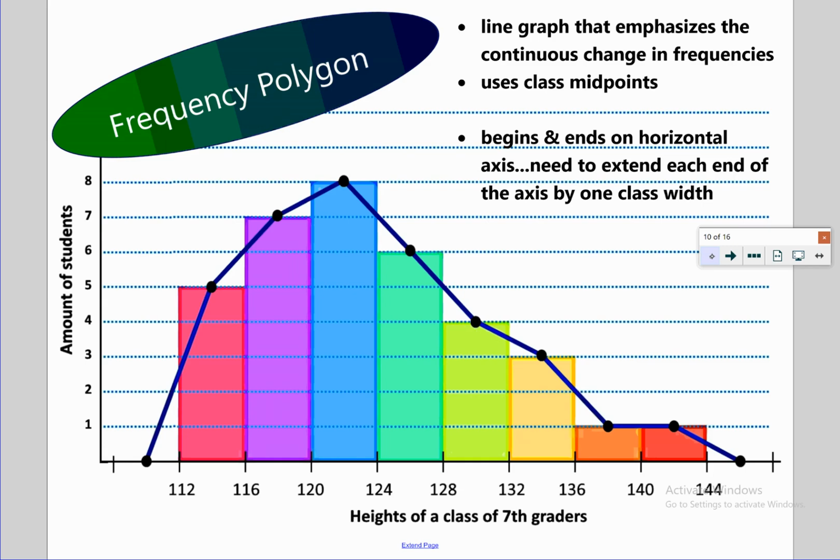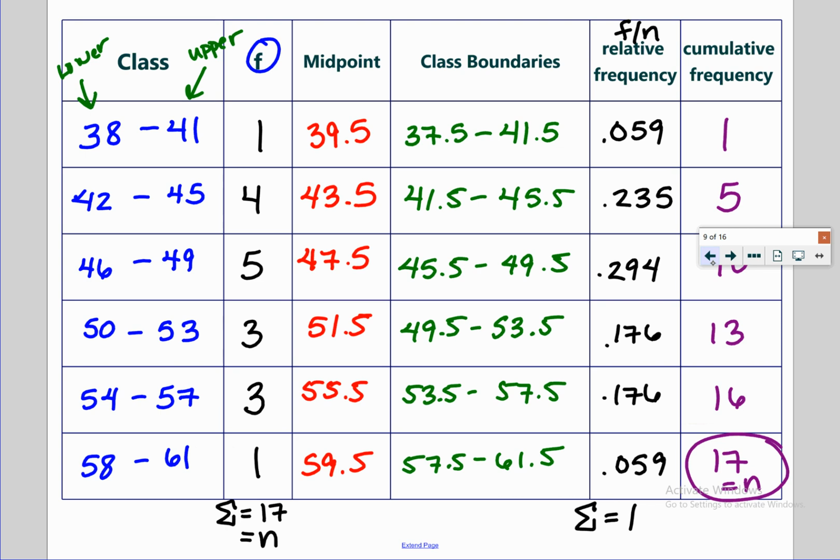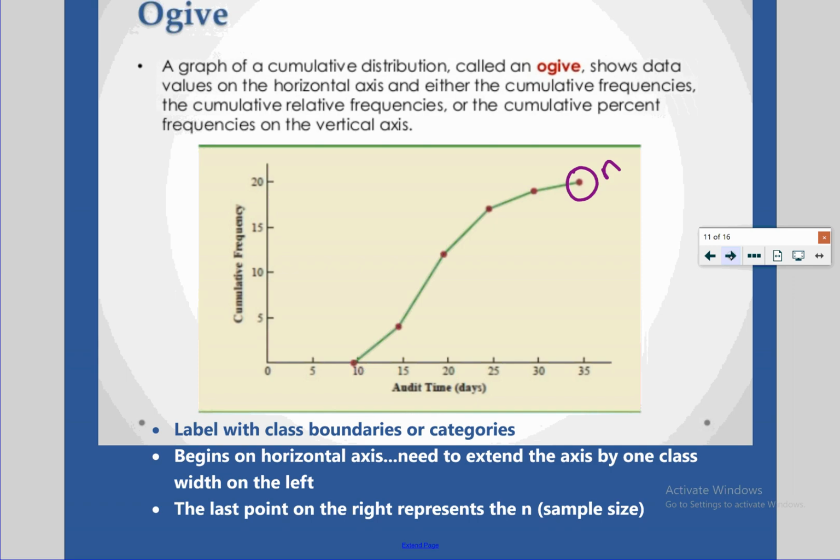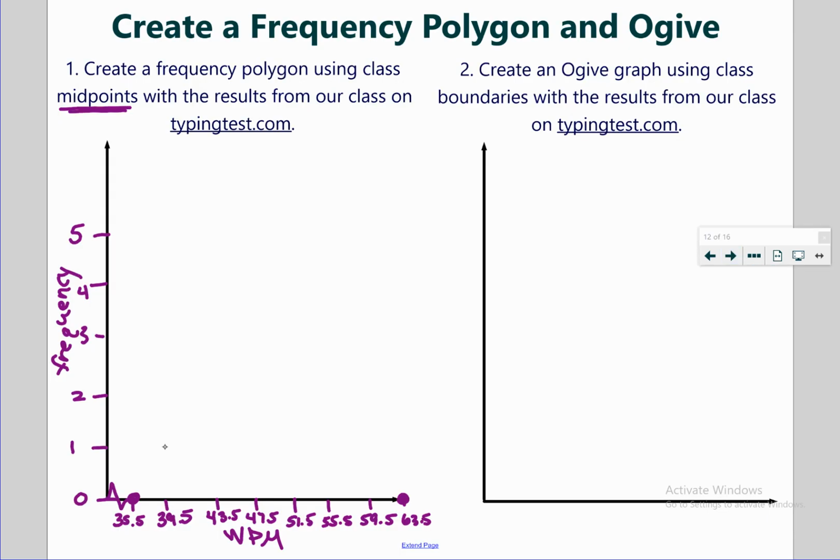All right, so our frequencies were as follows: 1, 4, 5, 3, 3, 1. All right, 1, 4, 5, 3, 3, 1, and then back to 0. And you have a frequency polygon.